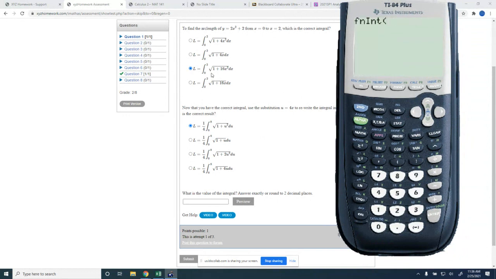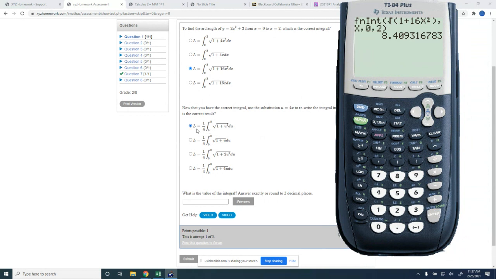So I'm going to use the integration function. I'm going to put in the square root of 1 plus 16x squared. I want to close off my radical. The variable of integration is x from 0 to 2. So we get 8.4093.